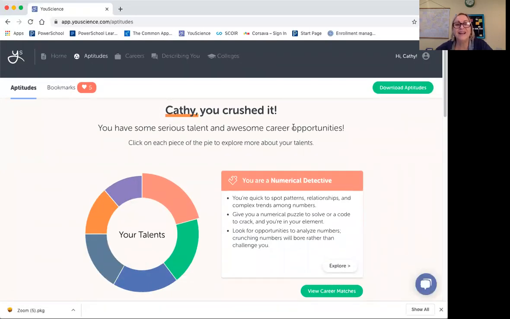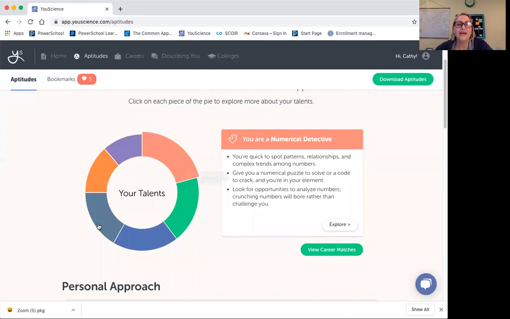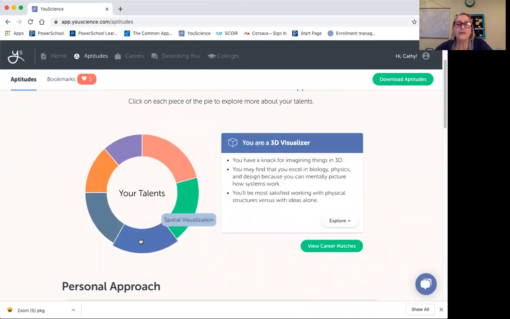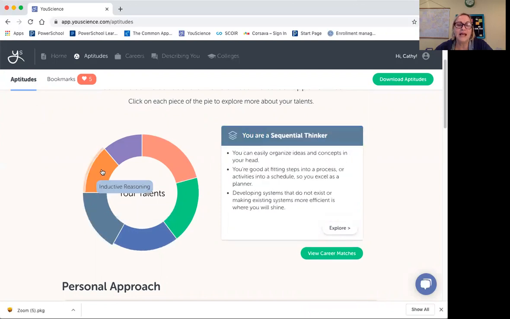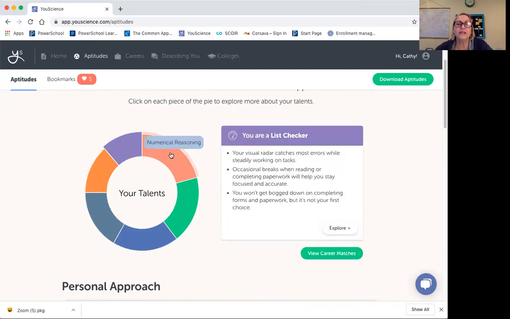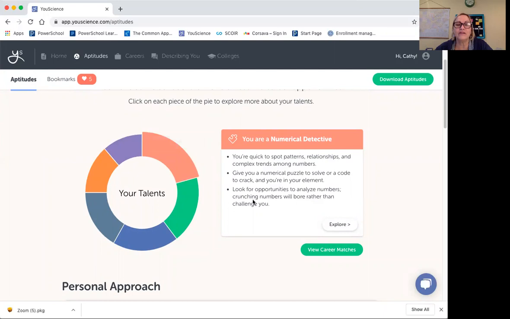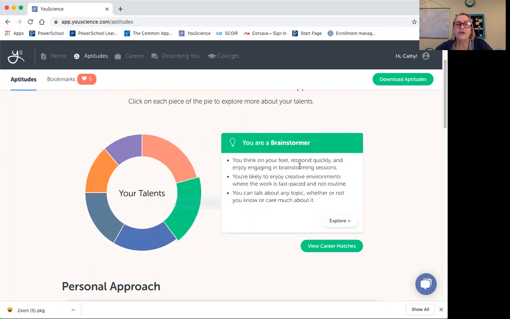You'll find their wording is all really positive. Yours will say exactly the same thing because I think they know it's kind of a vulnerable thing to take this sort of assessment. And so everything's very positive when you get the results. You'll start with this little circle graph. This corresponds to the brain games that you did. And with each one of them, there's information that's in the little card to the left. So let's look at, you're a brainstormer, you can read about yourself.